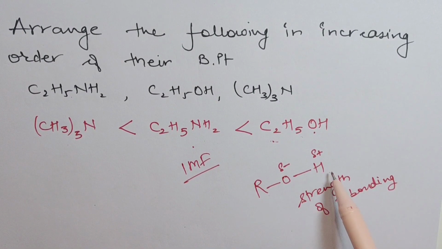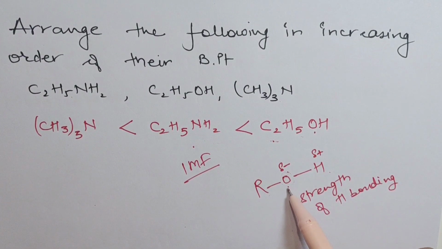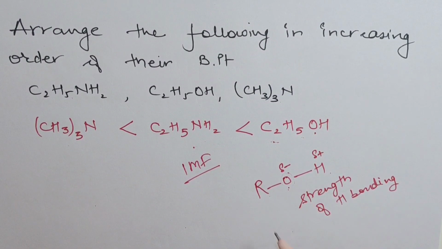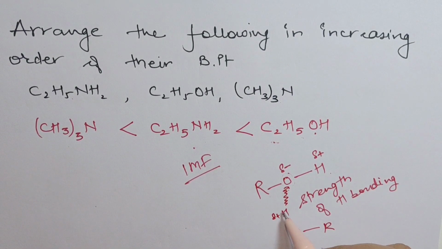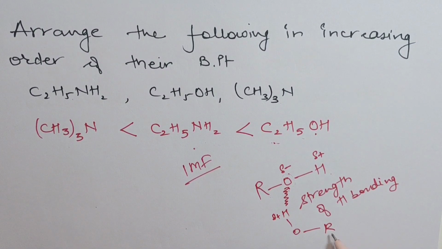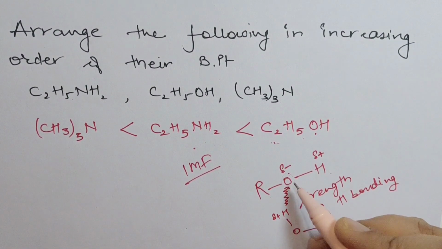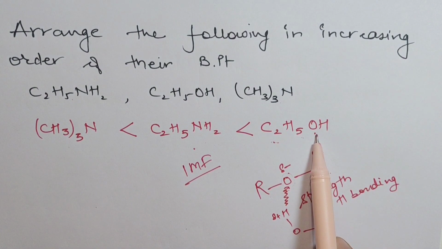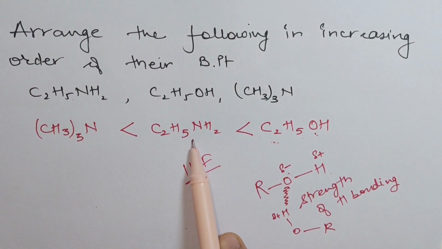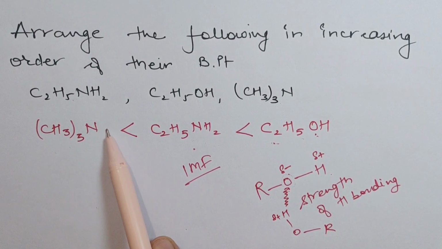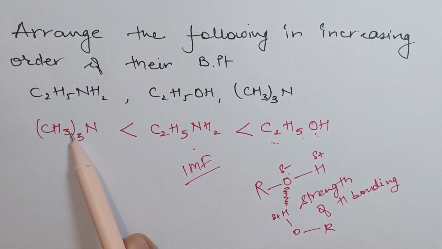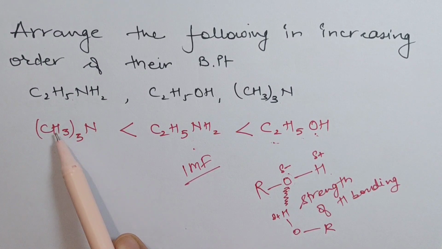That is because in alcohol, the atom here is oxygen. Oxygen is more electronegative, so its interaction with the partially positive hydrogen of another alcohol molecule would be stronger. Since the strength of hydrogen bonding is stronger here, this would have the highest boiling point. Here the intermolecular force is still hydrogen bonding, but the strength is less. Here there is no hydrogen bonding because there is no hydrogen to have a bond with. These hydrogens do not have partial positive charge because they are linked with carbon. So don't get confused.